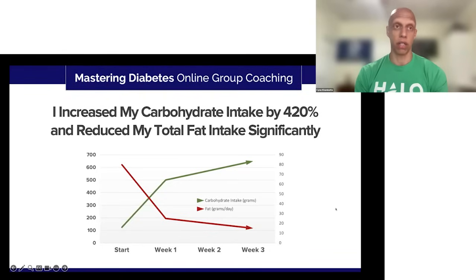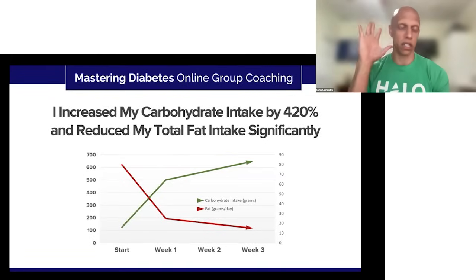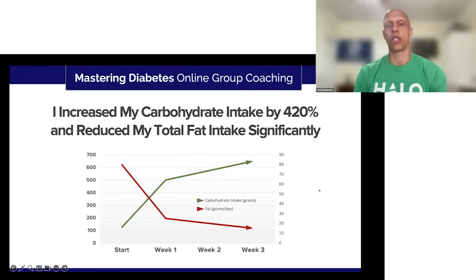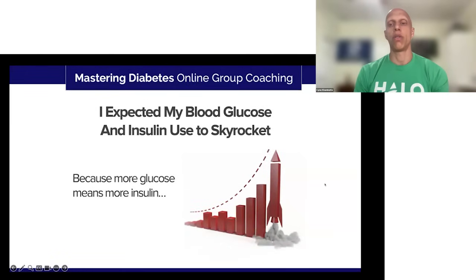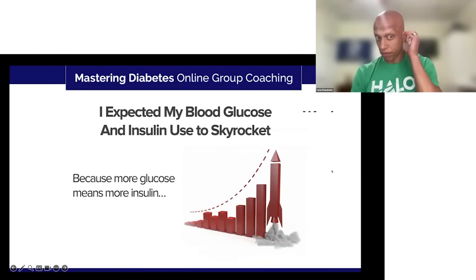And again, I was worried. I said, wait a minute, if I eat this much carbohydrate, my doctors told me that I will need more insulin. My doctors told me that my glucose would go high. So I am nervous. But Doug said, Cyrus, it's a story. Don't worry about it. So despite my fear, this is what happened to my insulin use.